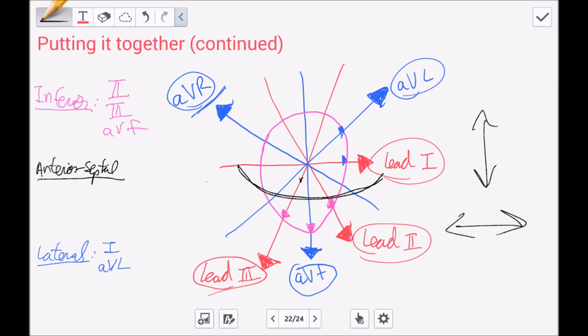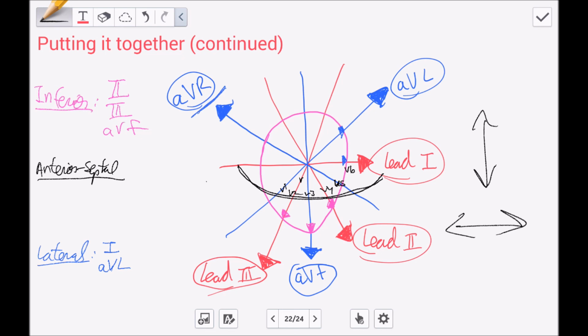So, V1, you want to put it over here. V1. V2 is over here. V3, V4, V5, and V6. Oh, this drawing is more challenging. Sorry about that. Let's try that again. So V1, V2, V3, V4, V5, and V6. Apologize for the drawing.